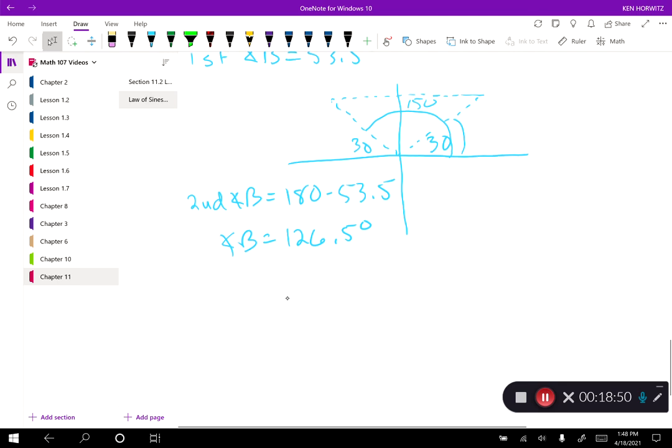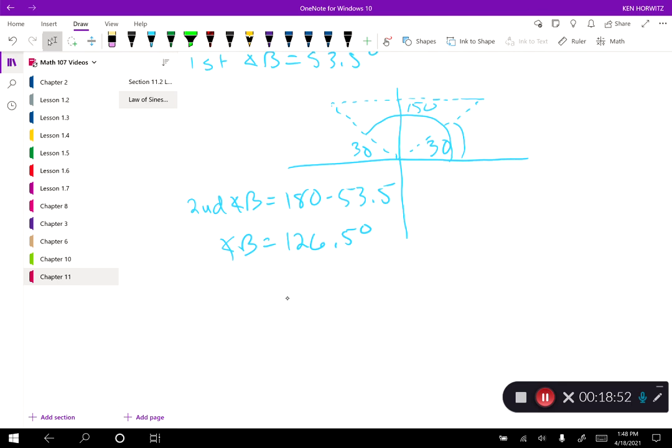Right? And now for angle C, I could say 180 minus 40. And I keep putting the degrees for a reason, because again, your calculator is in radian and degree mode. It's important that you remember that we're working with degrees. Minus 126.5 degrees. And I got 13.5 degrees.